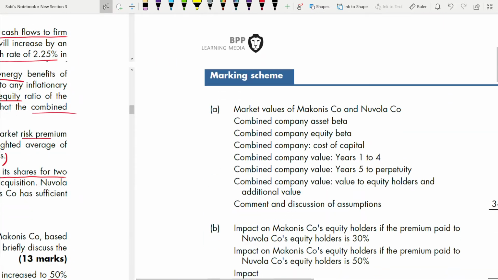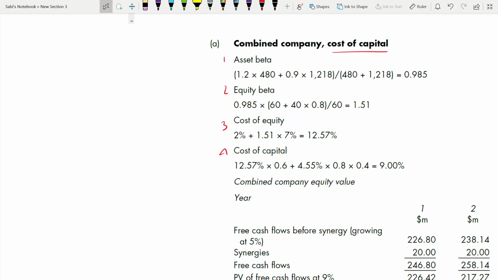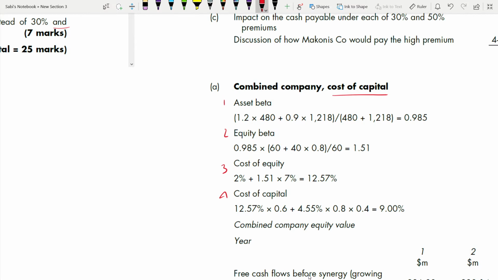Right? 1.2 into 480, that is for Nuvola, and for Macon it is 0.9 into 1218. We just multiply the share price with the number of shares, then divide by the total number of shares. What is the total? 480 plus this, both the companies' values you add. So then this is the combined company's asset beta.